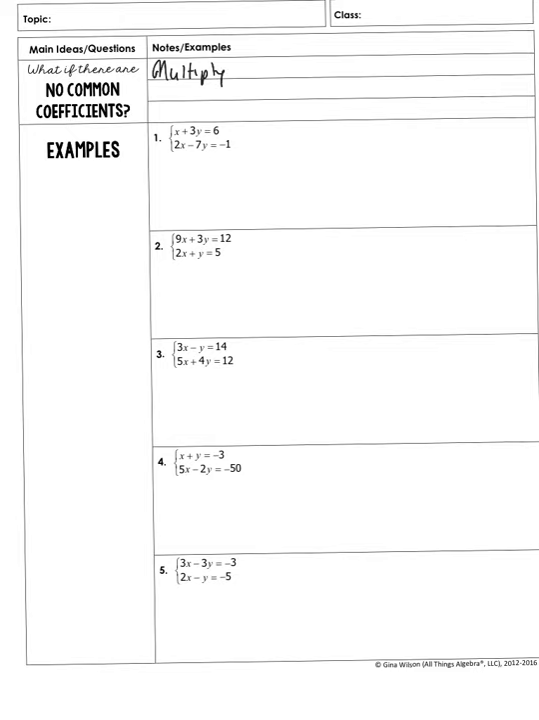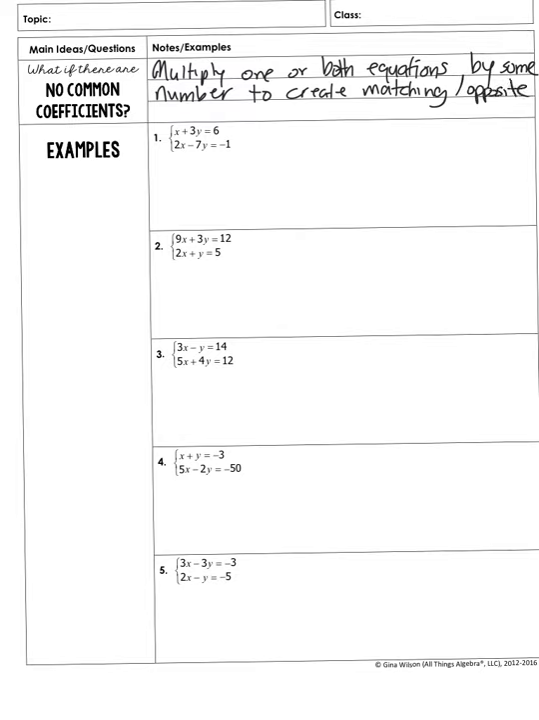Multiply one or both equations by some number to create matching/opposite coefficients.